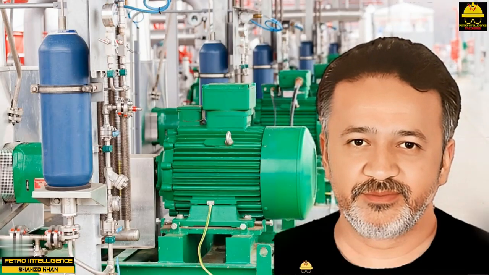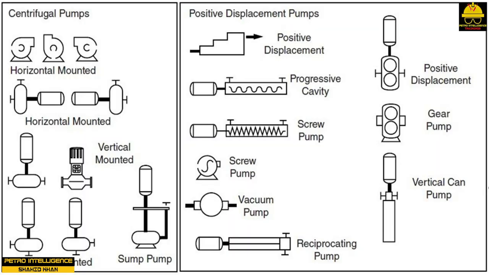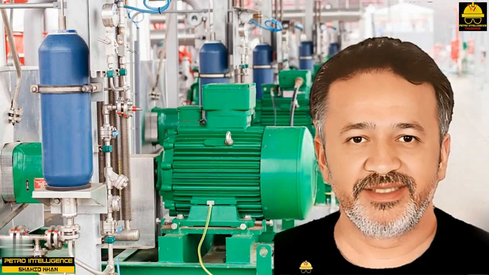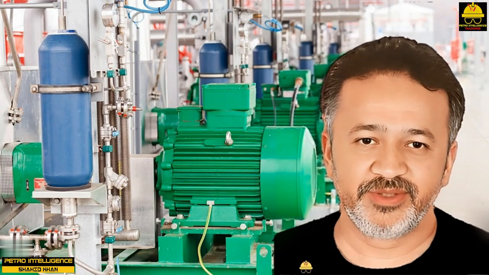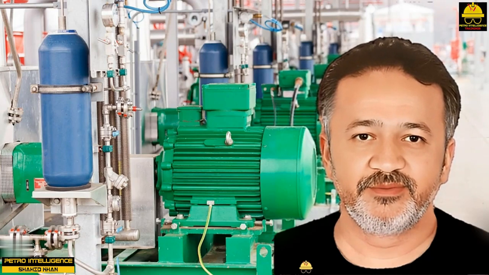Pump symbols. Each type of pump can be represented by a symbol. Pump symbols are illustrated as shown in picture. Pumps can be classified as dynamic or positive displacement. The two most common types of pumps are centrifugal and positive displacement.